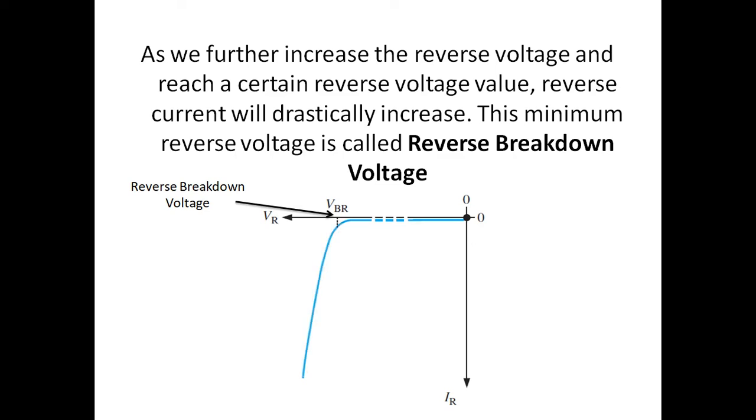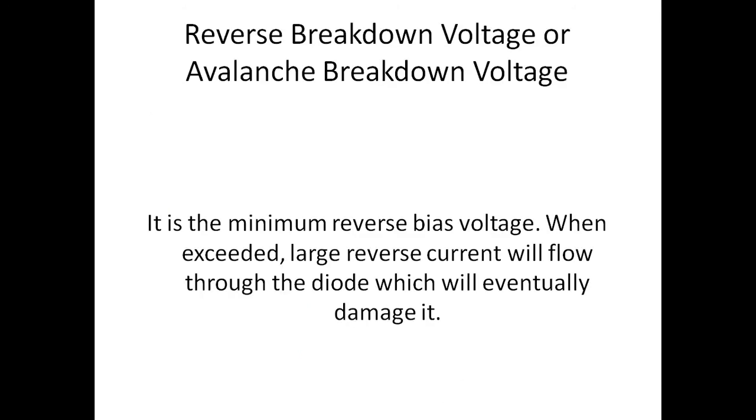Okay, ang tawag natin dun sa reverse voltage na in-exceed natin, and then naging gradual yung pag-increase nung reverse current, ang tawag dun is the reverse breakdown voltage. Okay? Or VBR. So, yung reverse breakdown voltage or avalanche breakdown voltage, ito yung minimum reverse bias voltage that when exceeded, a large reverse current will flow through the diode, which will eventually damage it. Okay? So, masisira yung diode. So, obviously, hindi usable ang reverse voltage.